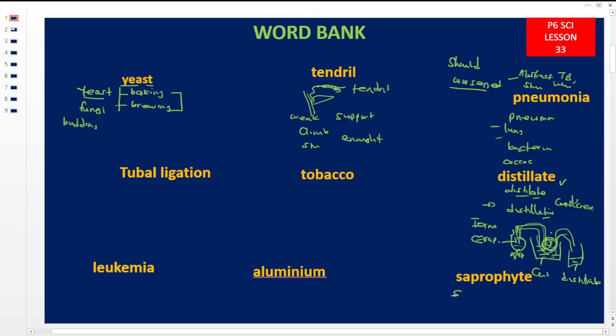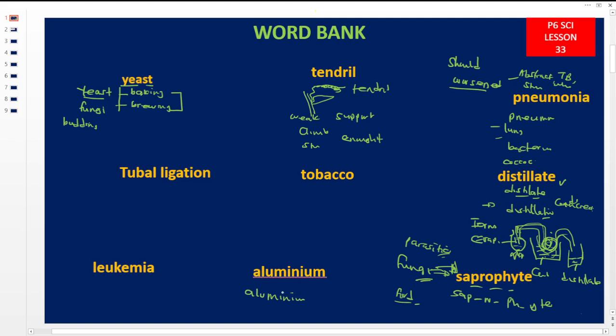Alright, so we have this word saprophyte. It is sap, row, then fight. So the word becomes saprophyte. What does this word saprophyte mean? Saprophyte means an organism that feeds on dead, decaying organic matter, especially the fungi. All the fungi are saprophytes, the majority of them. However, we have those that are parasitic, that depend on other organisms for food, but the majority are saprophytes.